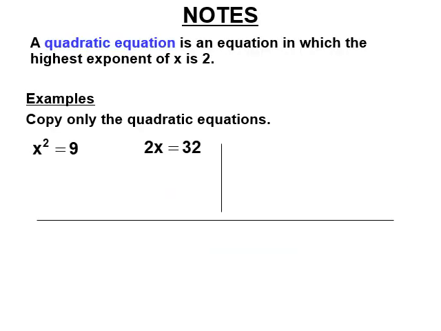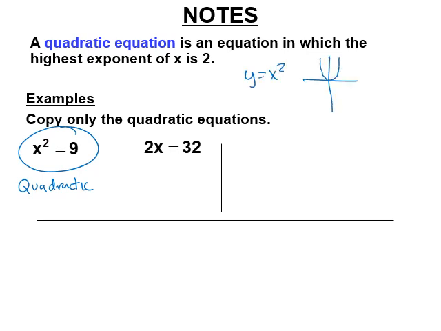So a quadratic equation is an equation in which the highest exponent is 2. Only one of those is a quadratic. Pick the right one. So this is a quadratic equation. We talked about this earlier with functions. We would have y equals x squared, and when we graphed it, it would be a parabola, like that, with arrows on the end. For quadratic functions, this is a quadratic equation.